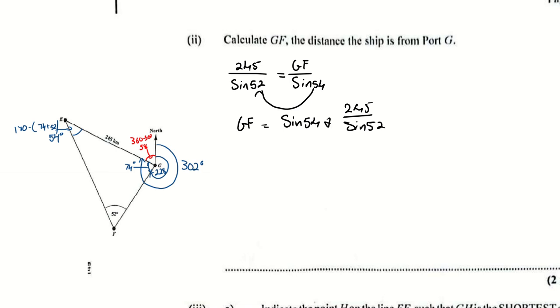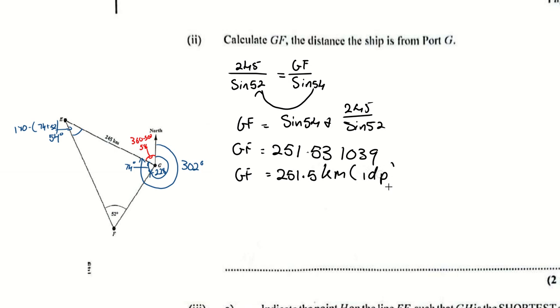So sine 54 multiplied by 245. You press your ABC button for over. Sine 52. You press equal. They will give you that GF is equal to 251.531039. We want it to one decimal place, unless stated otherwise, as the standard, so 251.5 kilometers to one decimal place, and that is going to be your answer for this question. Do we understand the sine rule?